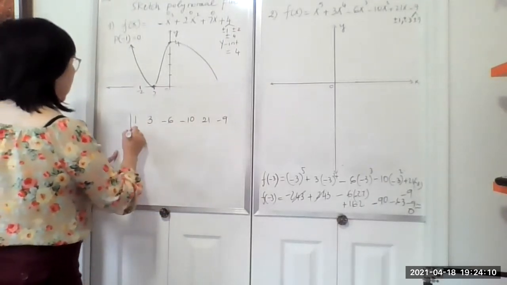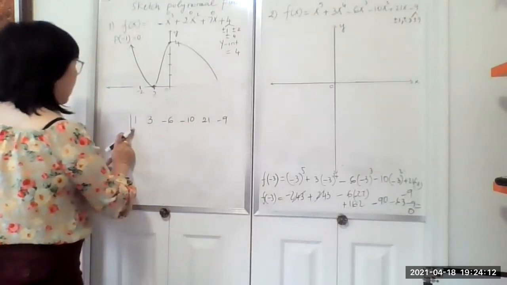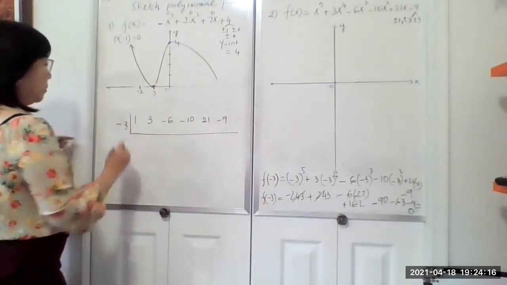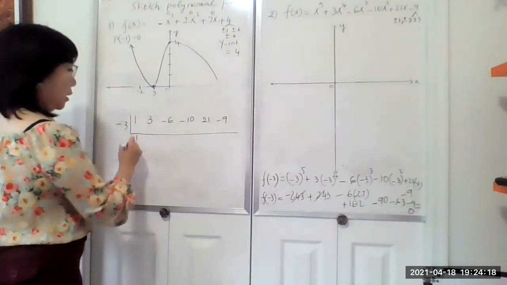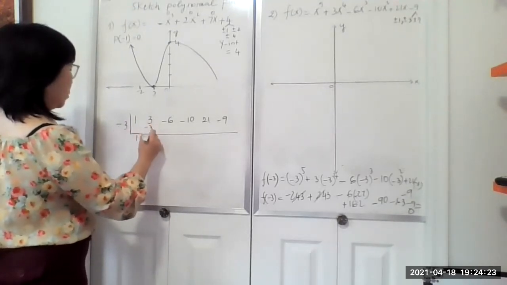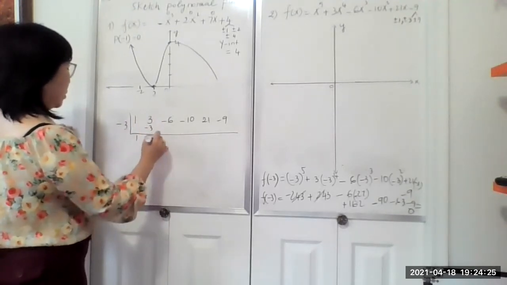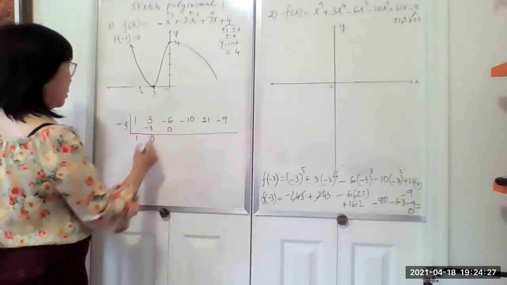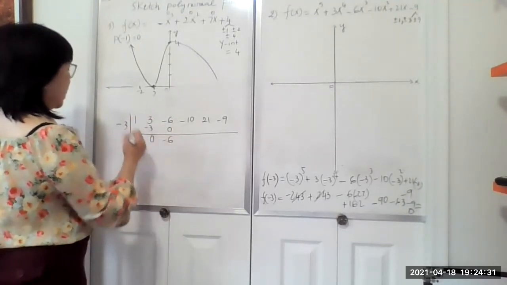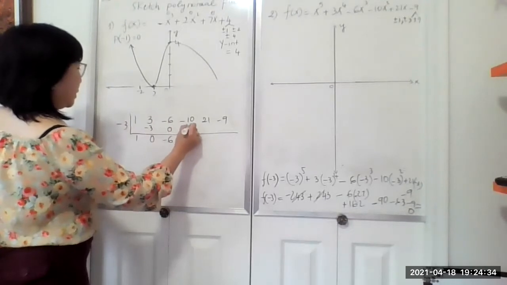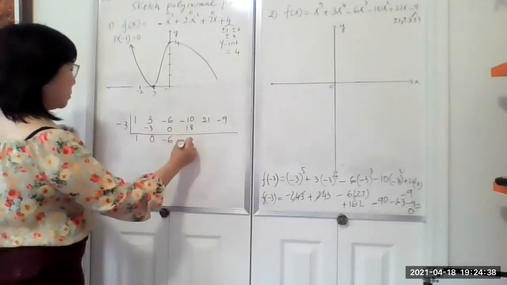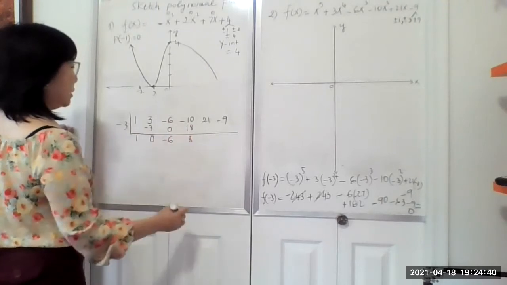Let's see, so I'm going to divide by -3. So 1, bring it down, 1. 1 times -3 is -3, 3 plus -3 is 0. 0 times -3 is 0. -6, bring it down, -6. -6 times -3 is positive 18. And -10 plus 18 will be 8.